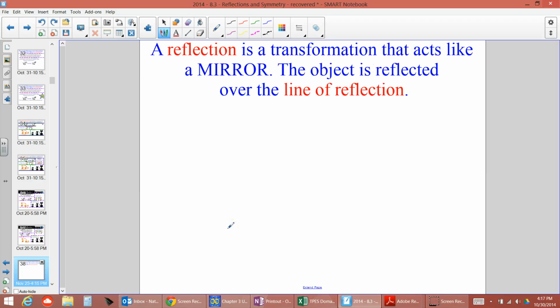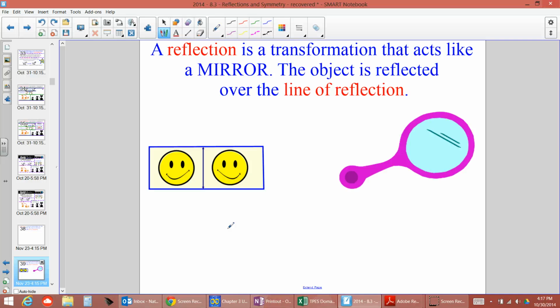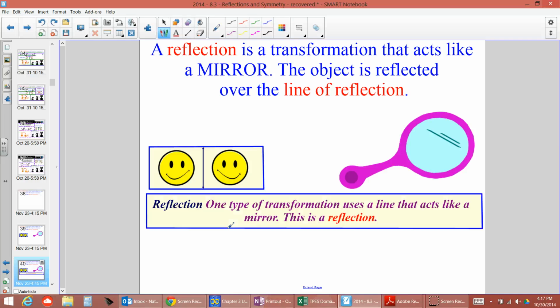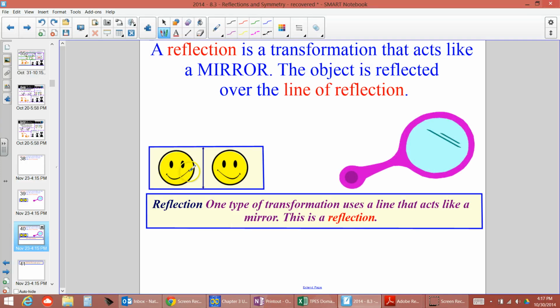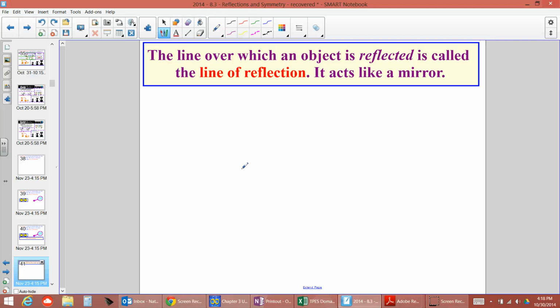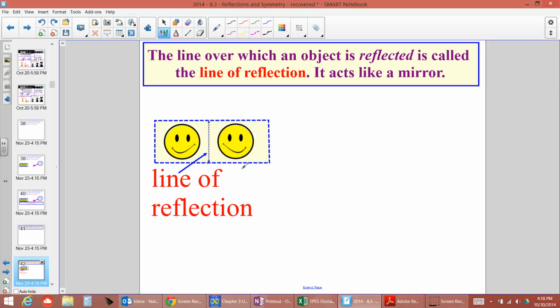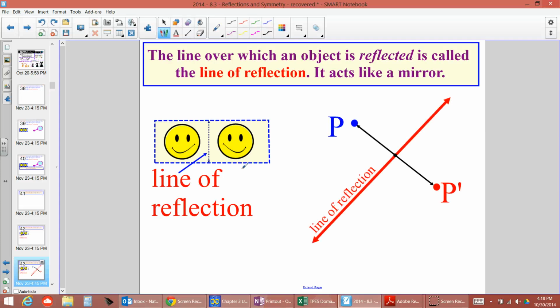A reflection is a transformation that acts like a mirror. Okay, so every single reflection has a line of reflection. Notice the smiley face here. It's curved this way on this side. Then we reflect it and it's curved the opposite way, as though we were looking at it in a mirror. All right, so the line over which we reflect is called the line of reflection. So vocabulary word, we call it the line of reflection.